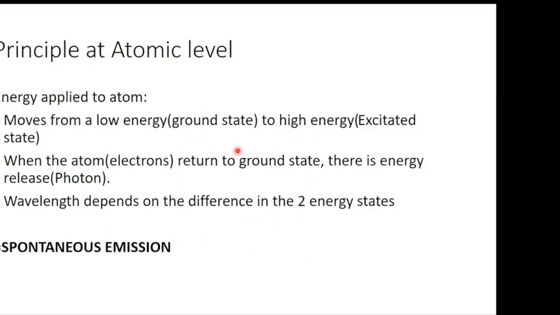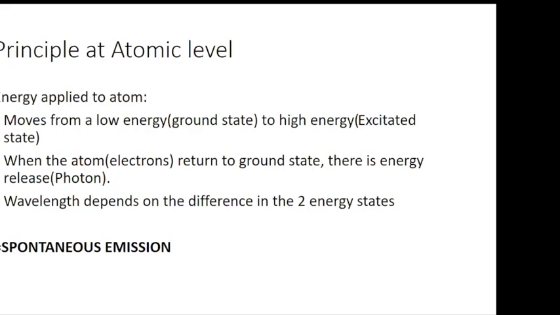So now, what happens at an atomic level when it comes to laser, or generally? When you apply a source of energy to an atom, the electrons around the nucleus will be excited. It means that they will move from a state of low energy, which is the ground state, to a state of high energy, which is called an excited state. And then once it's at that level, obviously it has to go back.